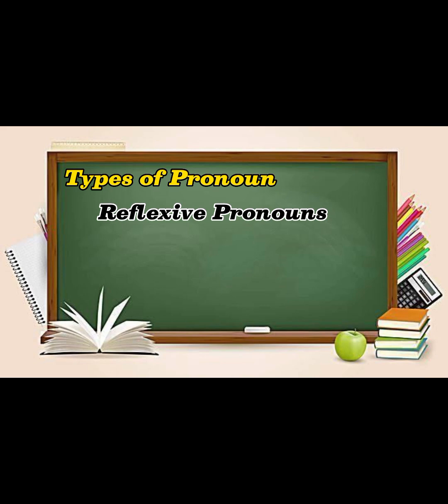You know that they refer back to persons or things in the sentence. We often use these reflexive pronouns when the subject and the object of the verb are the same. For example, I cut myself last night when I was making dinner.